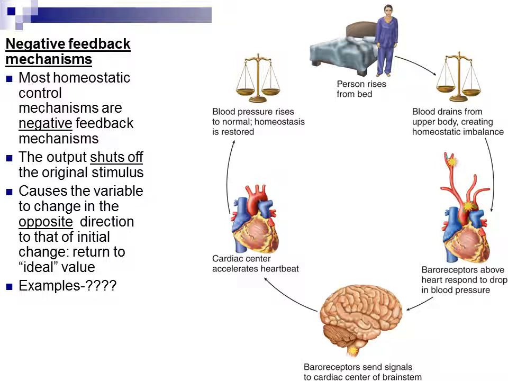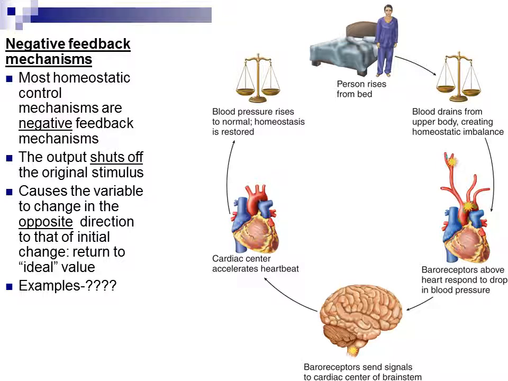They are embedded in the walls of the blood vessels above the heart. When they detect this drop in blood pressure, they send information via the afferent pathway to the control center, in this case, the brainstem. The brainstem compares the blood pressure to the set point, the ideal value, and determines that the blood pressure is too low. It then sends information to the effector, in this case the heart, via the efferent pathway, and signals the heart to speed up, which raises the blood pressure, restoring homeostasis.